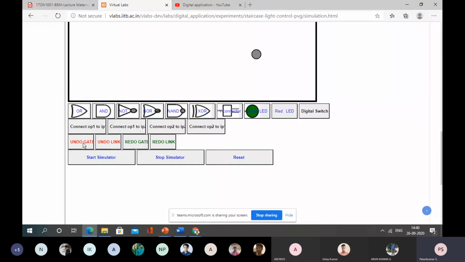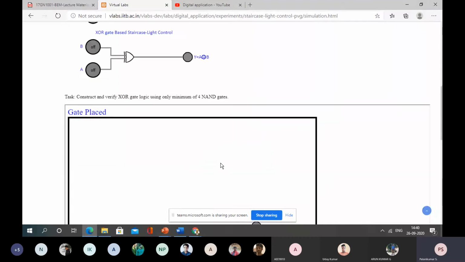If you wrongly link, you can undo the link. You can redo the link. Likewise, some provisions are given in the simulation tools. It's a very easy one.